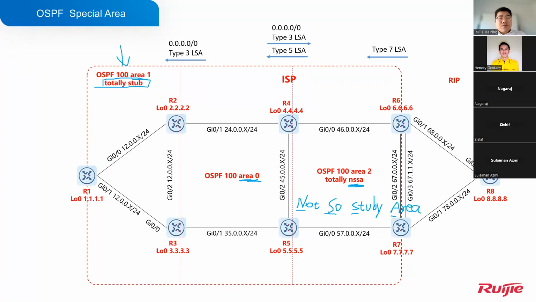But when we talk about the LSA types, here I want to ask, firstly, in the stub area, which type of LSAs can we see? We have type 1, type 2, type 3, 4, 5, and 7. Actually, we have 6, but 6 is not used in unicast. So 1, 2, 3, 4, 5, and 7. What can be found in stub area?